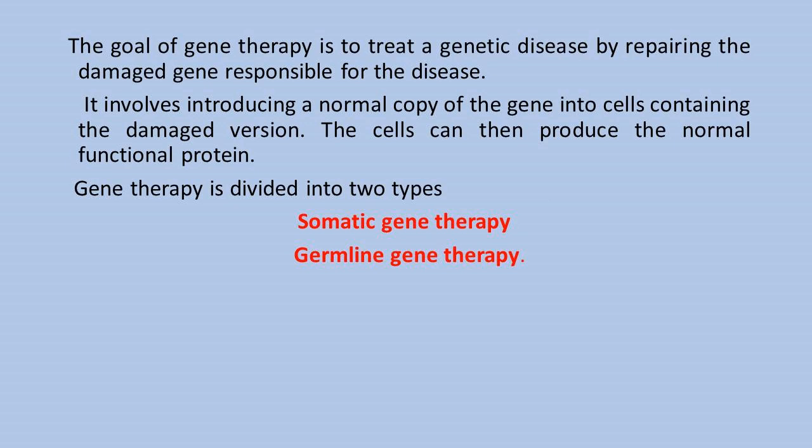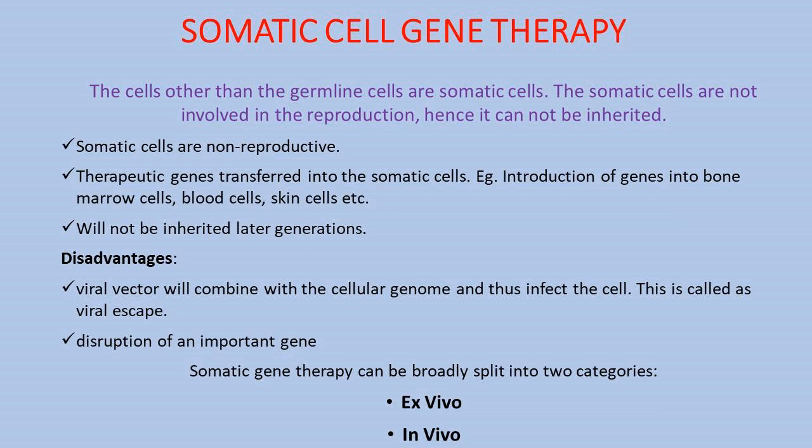Gene therapy is divided into two types: somatic gene therapy and germline gene therapy. Cells other than the germline cells, that is oocytes and spermatocytes, are somatic cells. The somatic cells are not involved in reproduction, hence it cannot be inherited. Somatic genes are thus non-reproductive in nature. In somatic gene therapy, therapeutic genes are transferred into the somatic cell, for example, introduction of a gene into bone marrow cells, blood cells or skin cells. Somatic cell gene therapy will not be inherited in later generations.